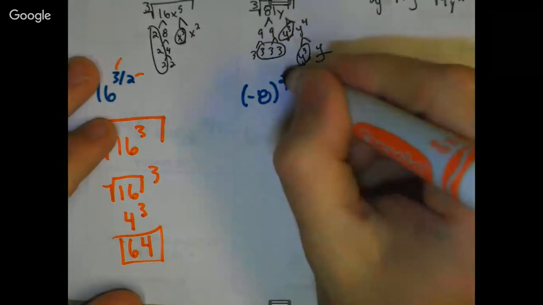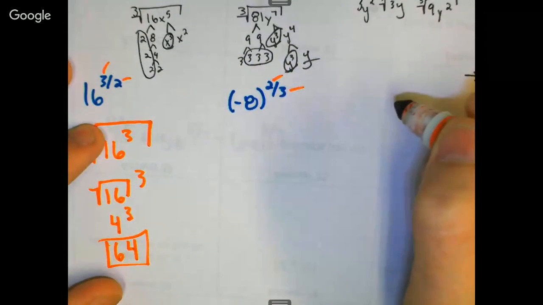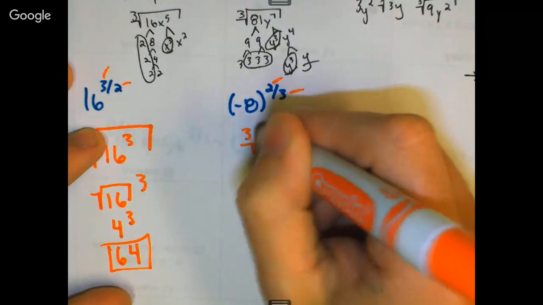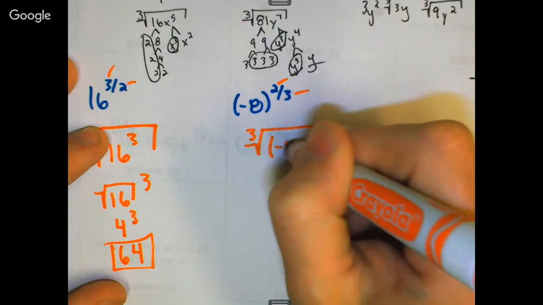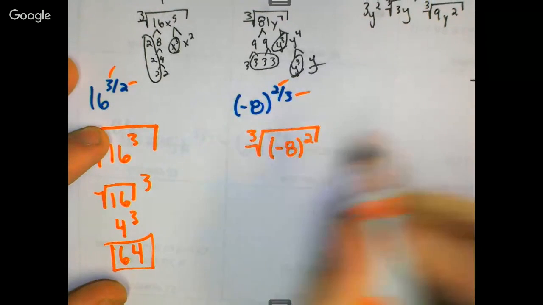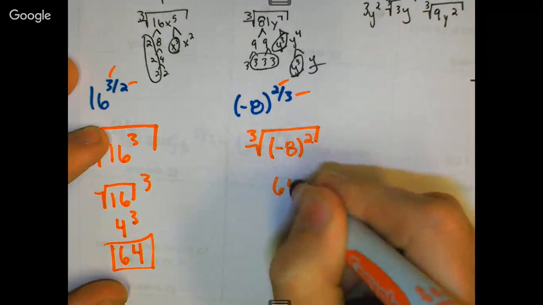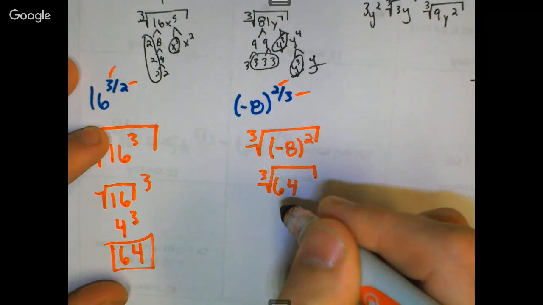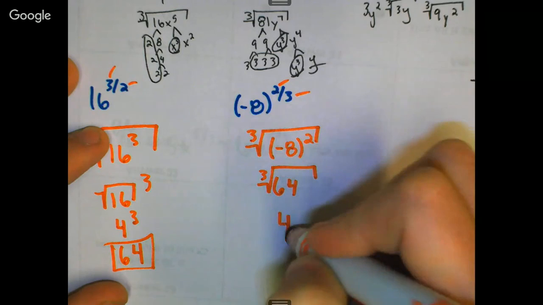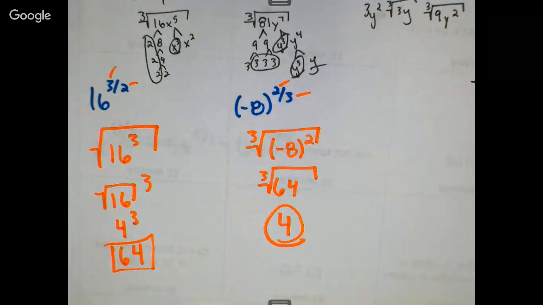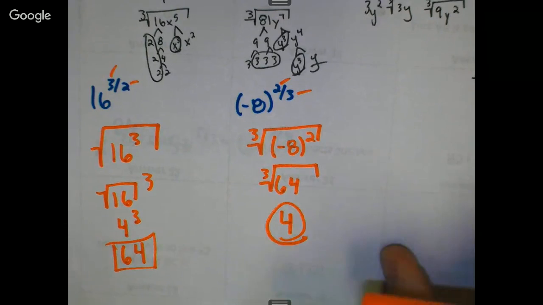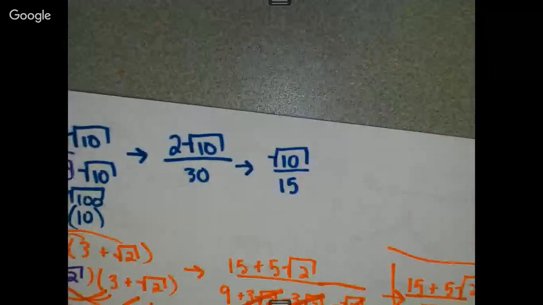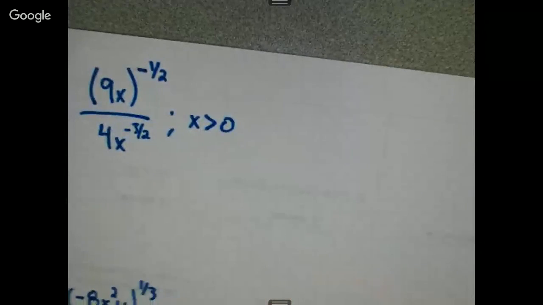Okay, so again, inside out. So you have the third root of negative 8 squared is 64. And the third root of 64 is 4. Okay. Let's take a couple more here.